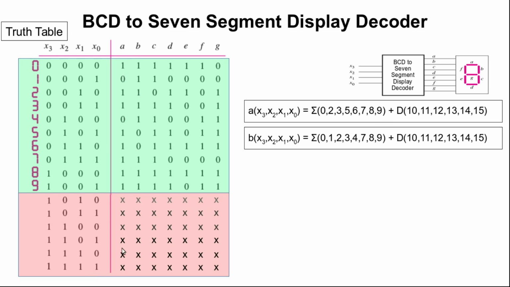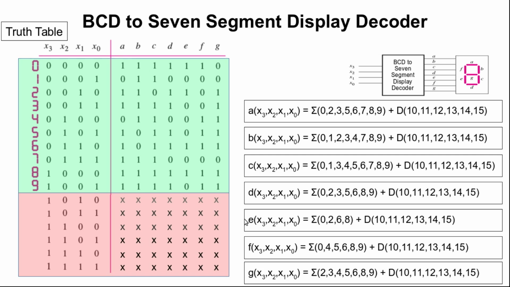Similarly, we can represent the Boolean function B as shown here. So B is the sum of minterms 0, 1, 2, 3, 4, 7, 8, 9 plus the don't cares 10, 11, 12, 13, 14, 15. So this is how we can represent each of the functions as the sum of minterms and a set of don't cares.